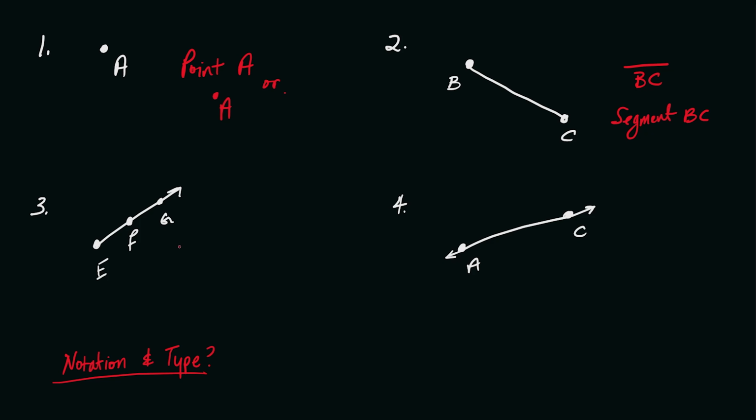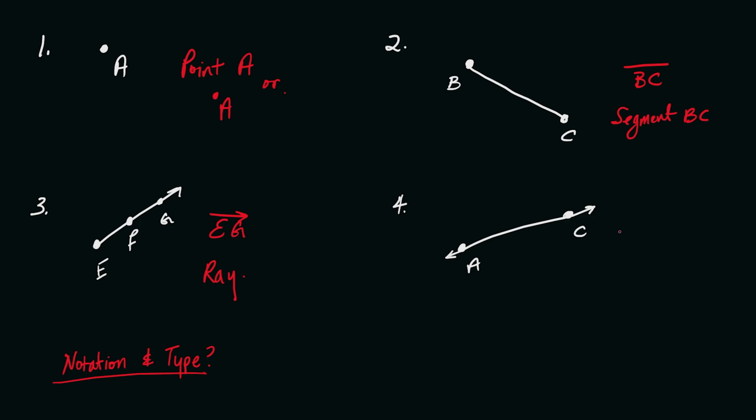Now for the third example, we see we have 3 points. But as mentioned before, we only want the two farthest points. So the two farthest points are E and G. And in this case, it has only one arrow, so it's continuously infinite on one side, meaning that it's a ray. So we can just write ray of EG. Yeah, this is a ray.